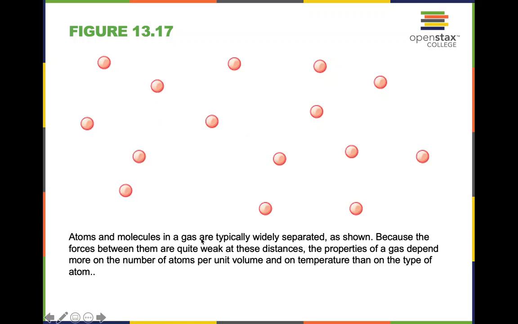Atoms and molecules in a gas are typically widely separated, as shown. Because the forces between them are quite weak at these distances, the properties of a gas depend more on the number of atoms per unit volume and on the temperature than on the type of atom.